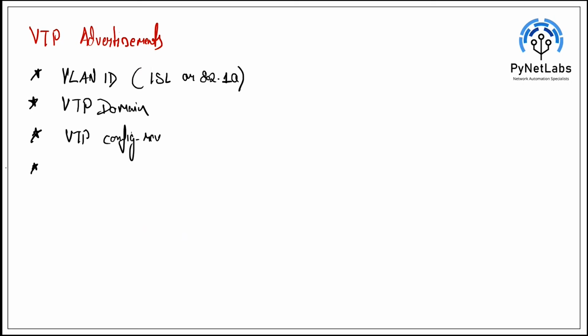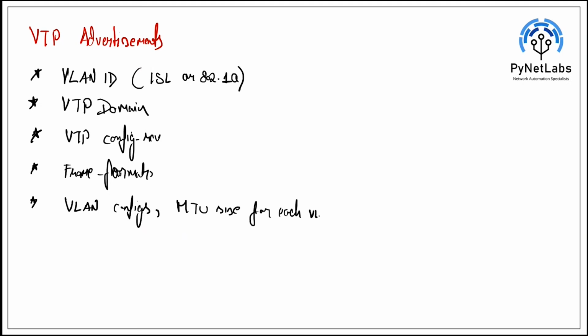And apart from this, we have the frame format, because it is going to be sent on the layer 2 device, so we have a frame here as well. All the frame format will be there. And lastly, we have the VLAN configurations, whatever configurations you have configured, and it also includes the MTU size for each VLAN. Okay, guys, clear everyone? Yes, sir.